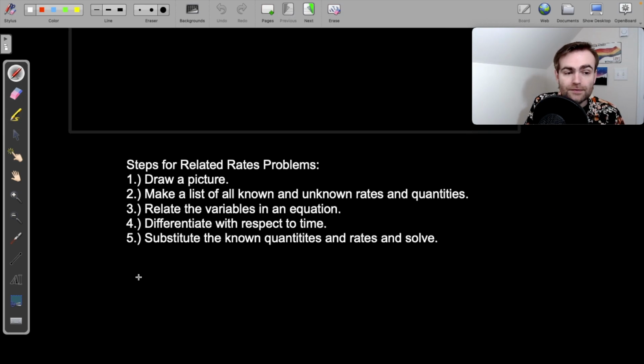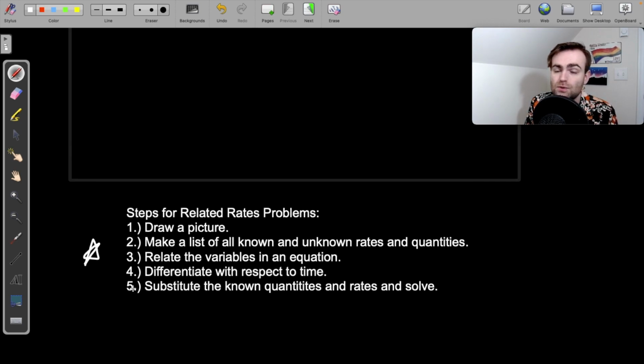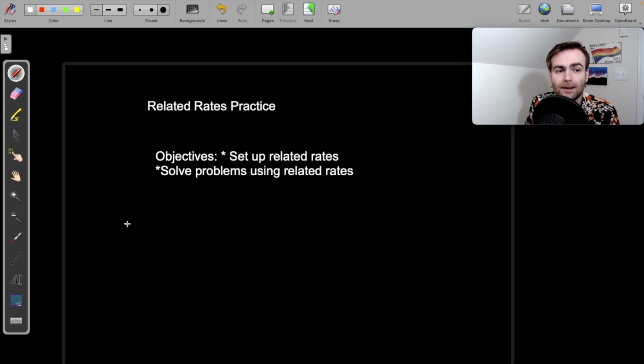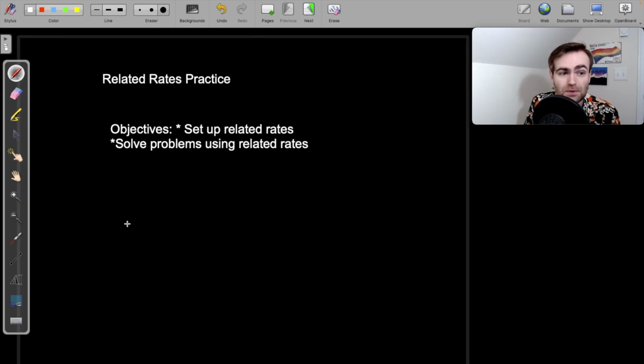So again, here are the 5 steps. It's not important to memorize what they are. They're just good steps for any problem-solving venture. Drawing a picture, writing down what you know, making an equation, and then what makes it related to rates is really just differentiating that with respect to time. So implicit differentiation is going to be your friend here. And then substituting and solving. So the last 2 is really what makes it related rates. Everything else is just word problems you've been doing for most of your mathematics career.